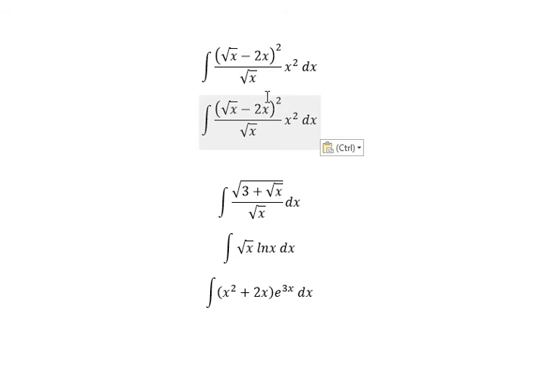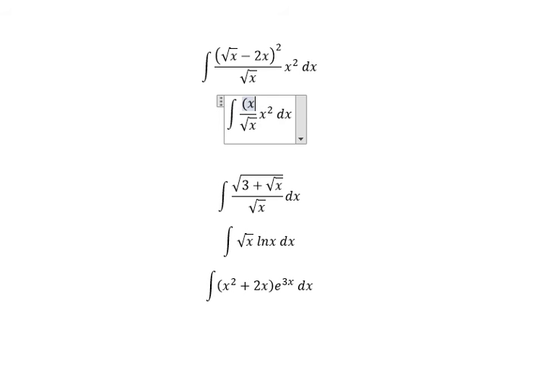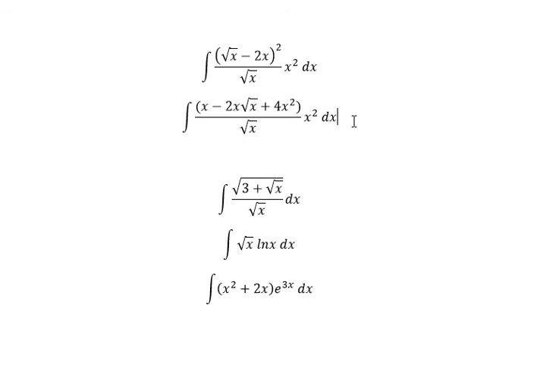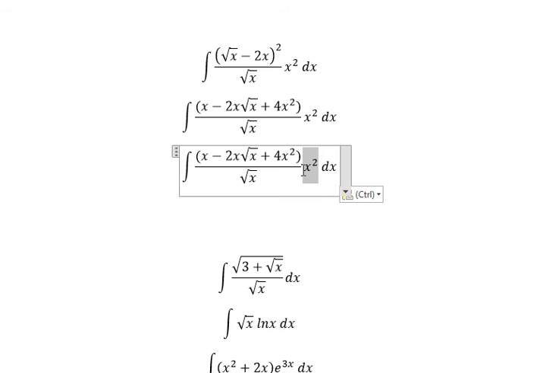For the first one, we need to expand the numerator in here. And we got s minus 2s with the square root of s plus 4s squared. Next, s squared multiplied with s, this one and this one.